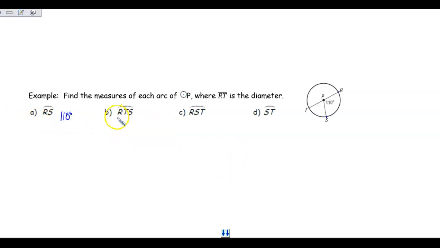If I look at the arc RTS, we're talking about a major arc. And we know that the entire circle is 360 degrees. If I want to know what this section is, I would take 360 and subtract 110 from it, and I'm going to get 250 degrees.